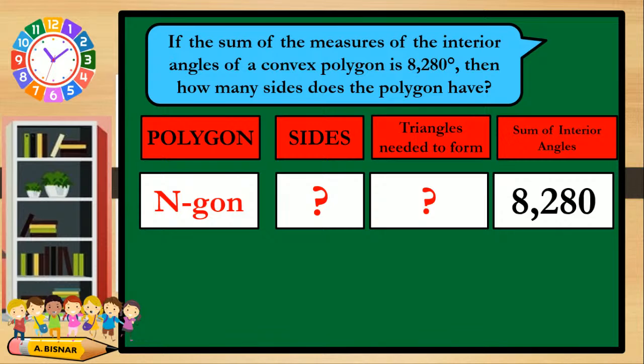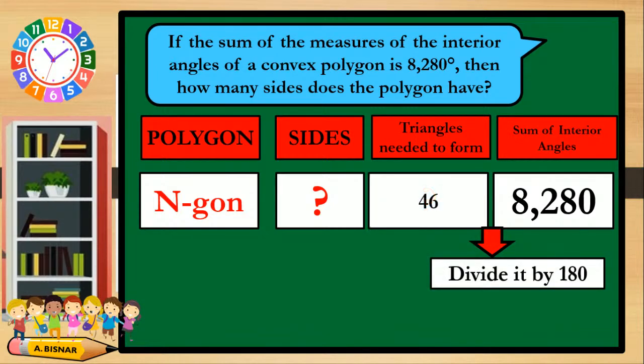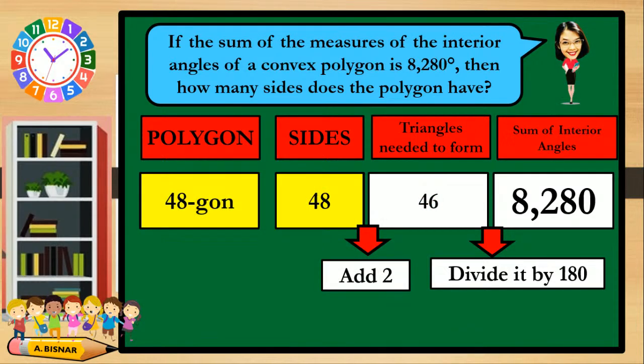Let us check if your answers are correct. 8,280 divided by 180, the answer is 46. And then, you will add 2, therefore, it is a 48 gone. So, your answers are correct.